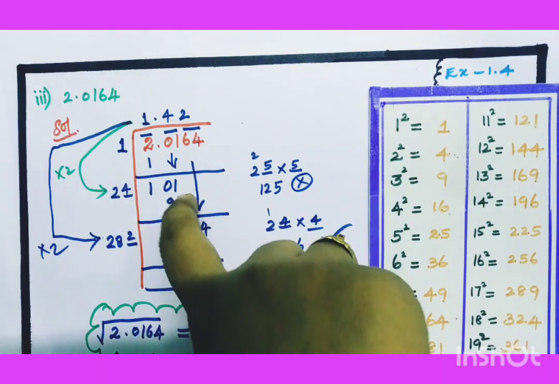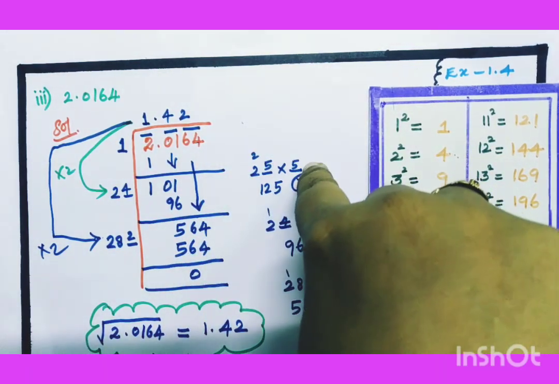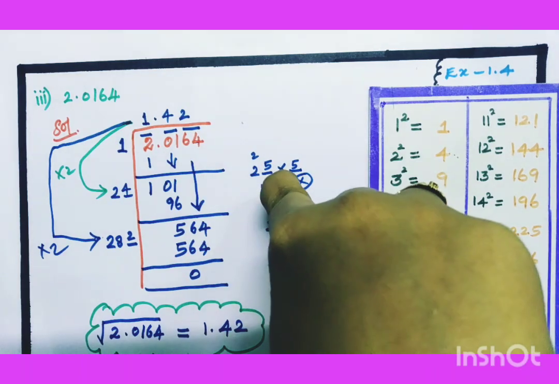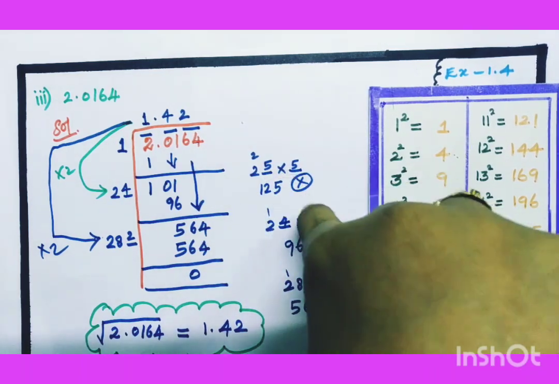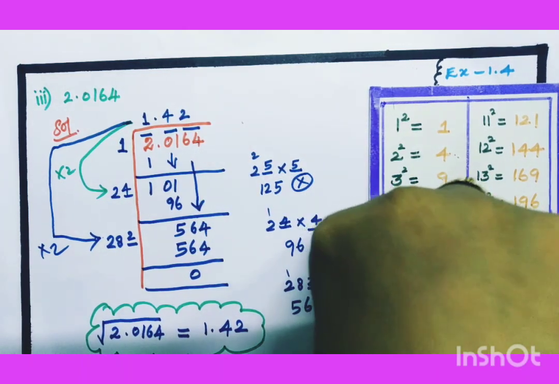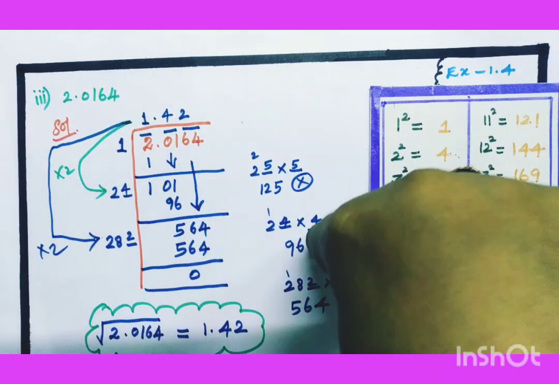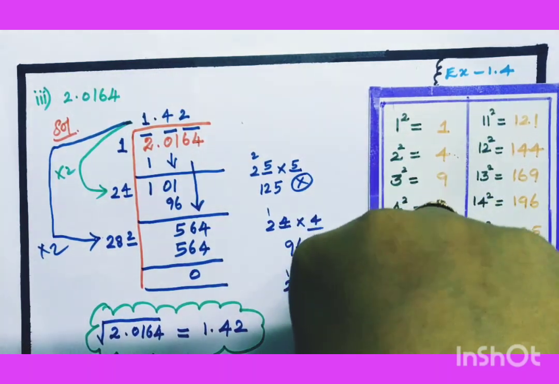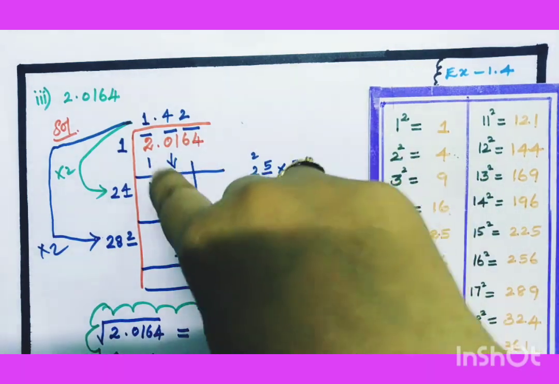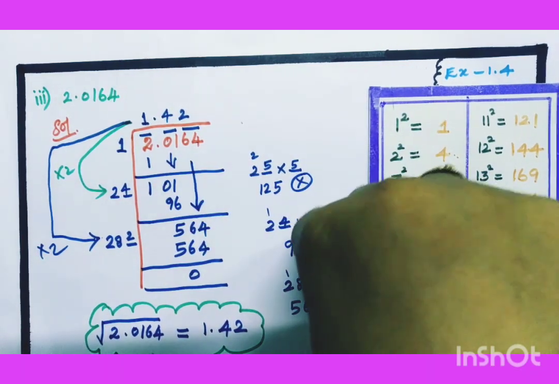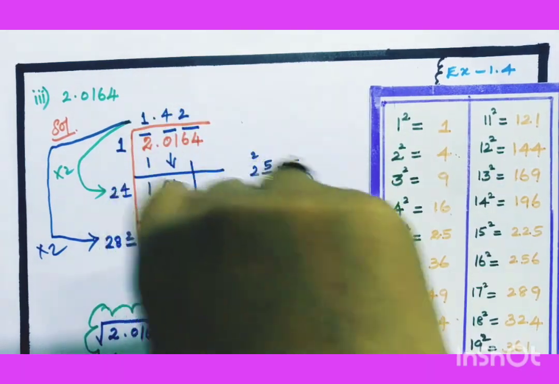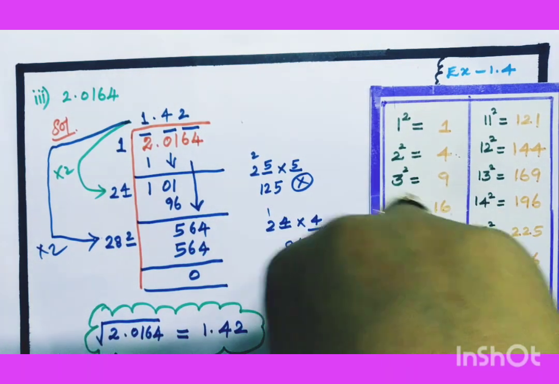So I tried with the trial and error method only. First I tried 5. I can't get the answer here. Nearest value, so I'm going to try. I tried in this before number. 24 into 4 is 96. So this is near to that. Okay, so I am going to take this 4 only. So 24 into 4 is 96.